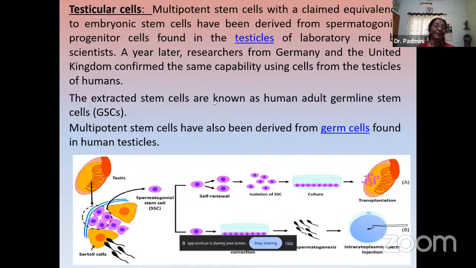Then you have one more type of cells, the testicular cells, that is the gonadal cells from the gonads of the male reproductive organs. You have some cells called the spermatogonial stem cells, and these are the cells that can also form into different types of cells. That is, when they self-renew, they can be formed into different types of cells that can be used as stem cells. So the extracted stem cells are known as human adult germ line stem cells, and multipotent stem cells have also been derived from germ cells found in the human testicles.